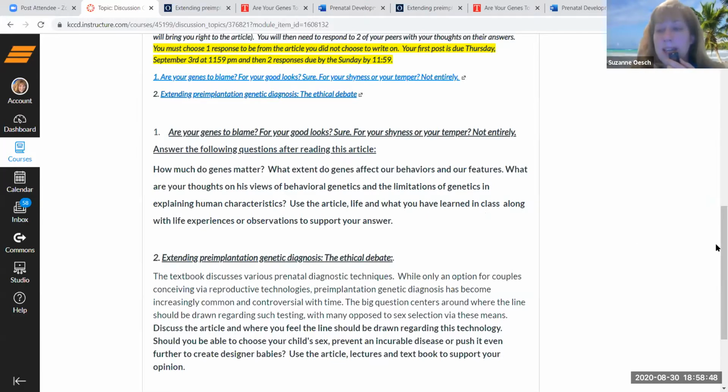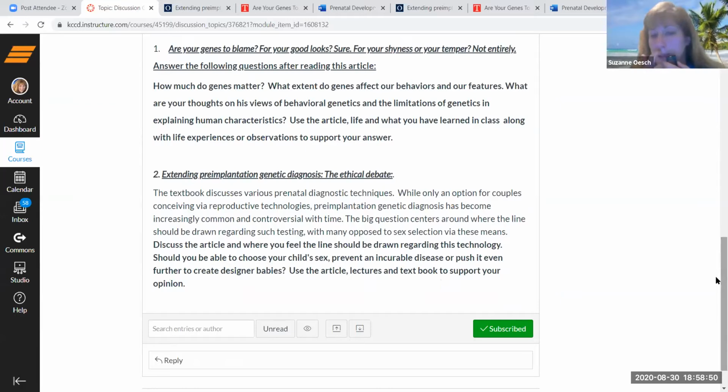So the second one is the PGD. So you're going to look at it and we're going to ask that question. What's the ethics of that? Where do we draw the line regarding this technology? Should you be able to choose your child's sex, prevent an incurable disease, or push it even further to create designer babies? So read the article, use your book again, to support your answer.